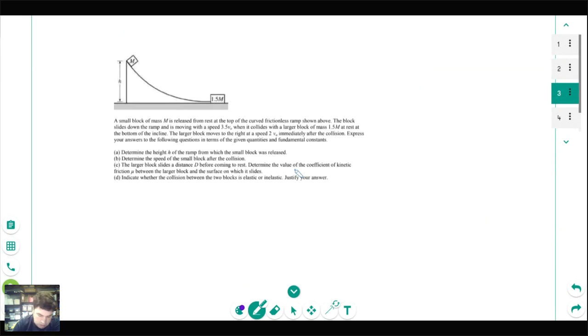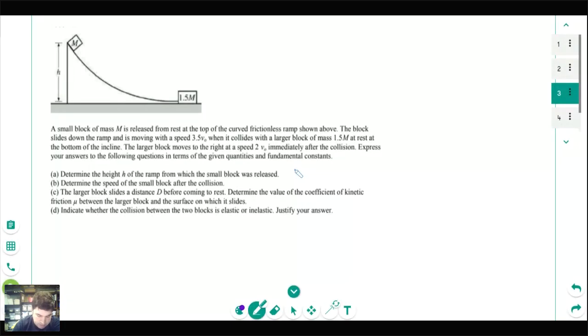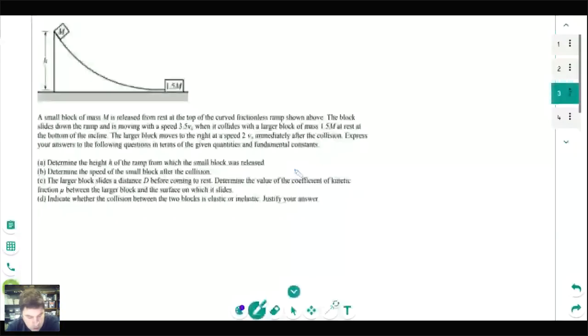Question number 2. Let's see if I can make this a little bit bigger here. There we go. So a small block of mass m is released from rest at the top of the curved frictionless ramp as shown above. The block slides down the ramp, moves with speed 3.5 v naught when it collides with a larger block of mass 1.5 m, which is at rest at the bottom of the incline. The larger block moves to the right at a speed of 2 v naught right after the collision. Show all your answers in terms of given quantities and fundamental constants.